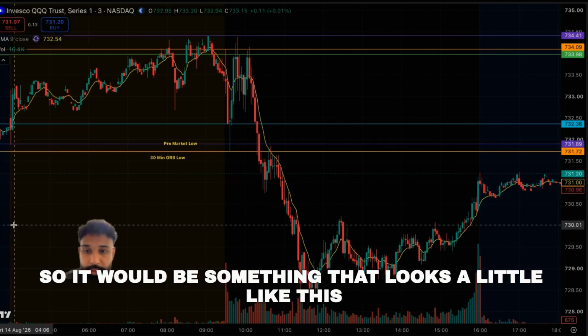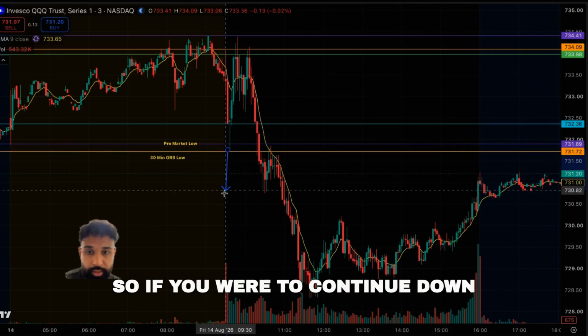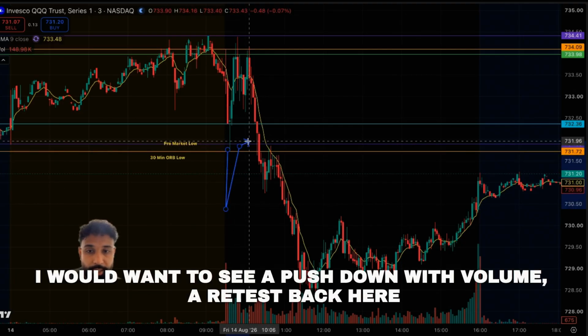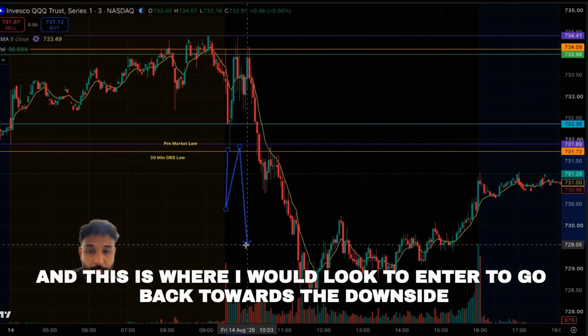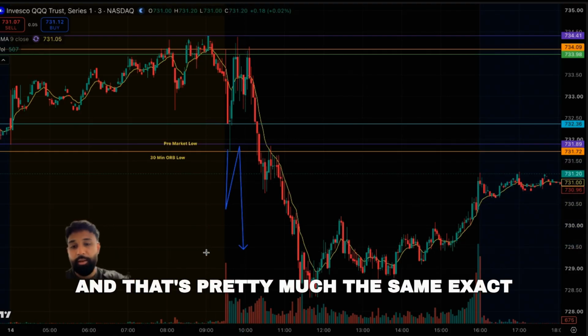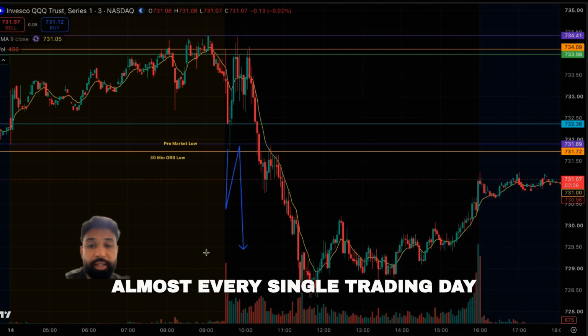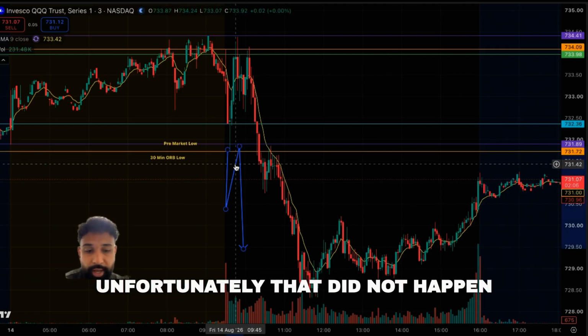So it would be something that looks a little like this. If we were to continue down, I would want to see a push down with volume, a retest back here, and this is where I would look to enter to go back towards the downside. And that's pretty much the same exact opening range breakout or break and retest strategy that I tend to look for and use almost every single trading day. Unfortunately, that did not happen.